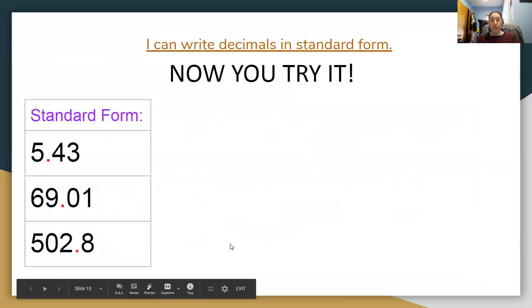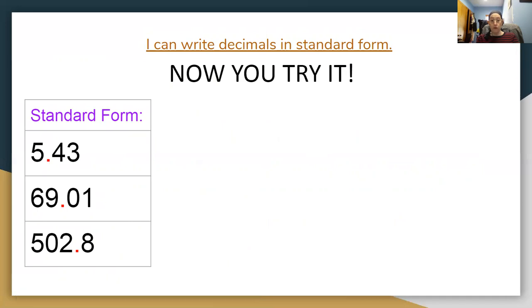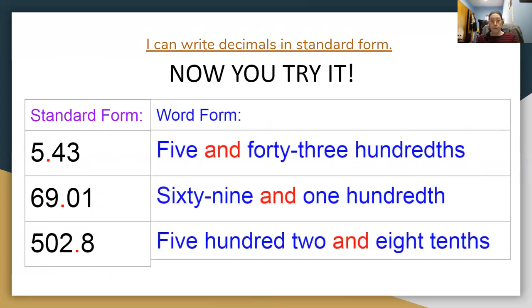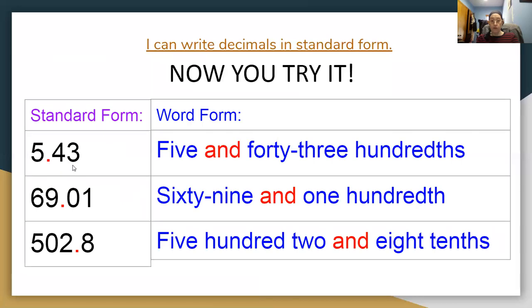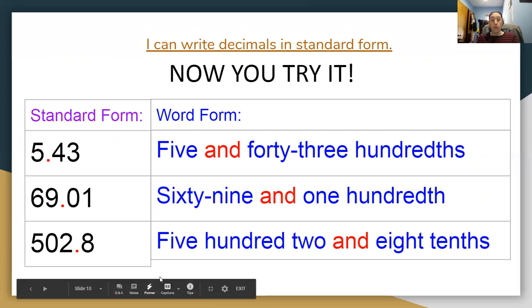I'm giving you the standard form. You're going to write down the word form all by yourself. Pause the video, try to write them each in word form. I hope you got them right. Remember to use the word and when you're hitting the decimal point. 5 and 43 hundredths, 69 hundredths, 502 and 8 tenths. Great work, everyone.